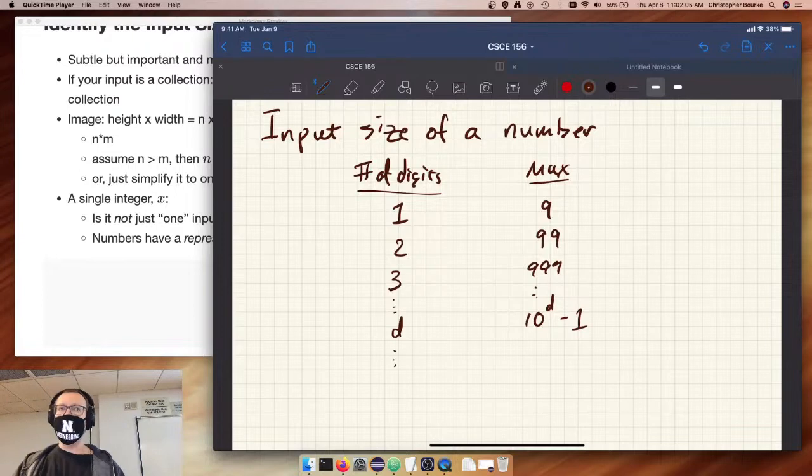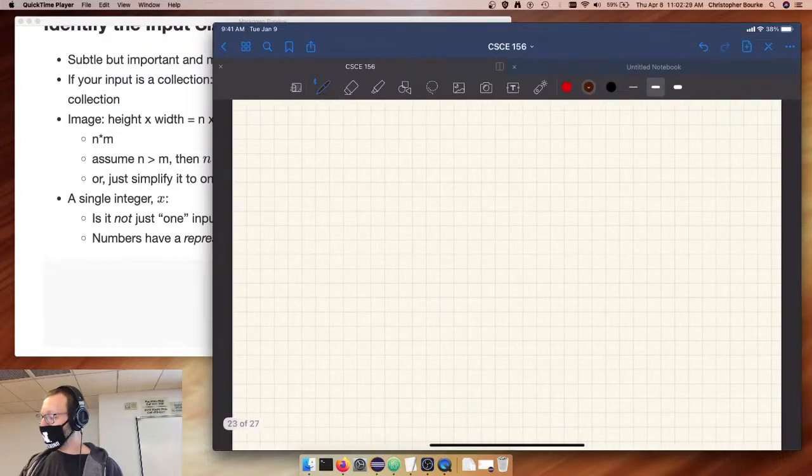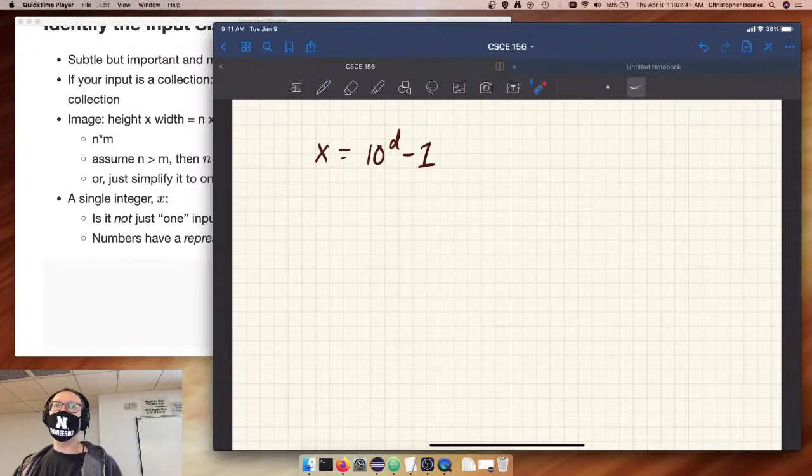So my question to you is, if I just give you x, and assume that x has a maximum value, how many digits are required to actually represent x, to write down x? We have a clear idea of how to work from left to right. What if we wanted to work right to left? Let's assume x has a maximum value of 10 to the d minus 1. In other words, how many digits are required to represent x?